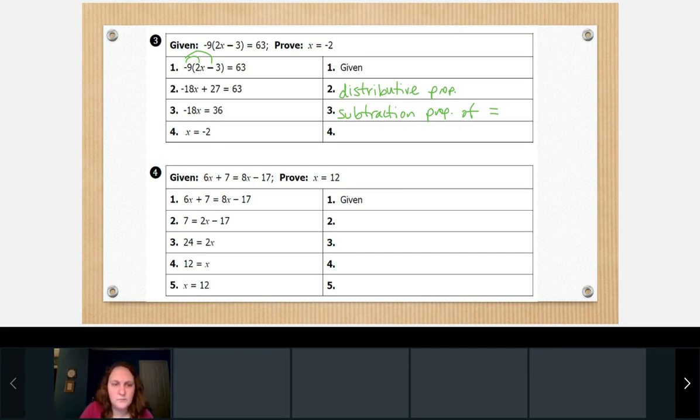What do you think goes in this last step? Yeah, you guys are right. Divide by negative 18, since I'm dividing both sides. That's the division property of equality.